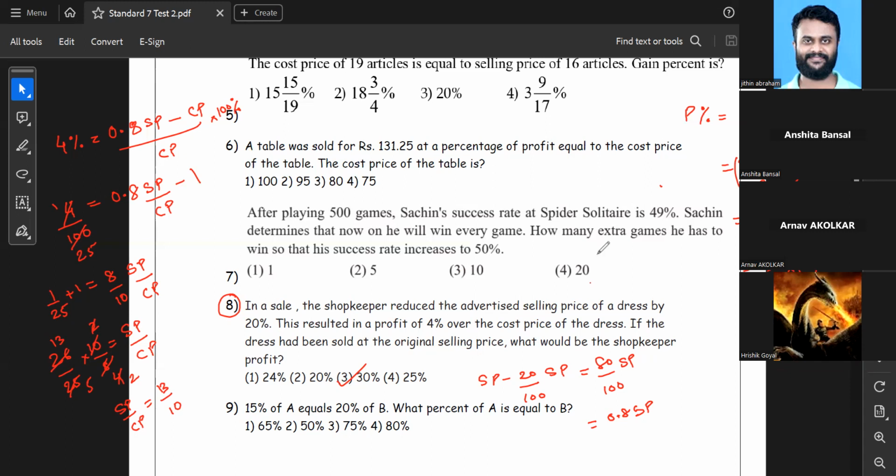Okay. And there is one more technique. I'll give you that technique also. Once you get this, SP upon CP is 13 upon 10. SP upon CP can also be considered as 130 upon 100, which is a very simple ratio in this case. 130 upon 100, but 100 is what? Percentage only, right? So selling price is what? 130 percentage.